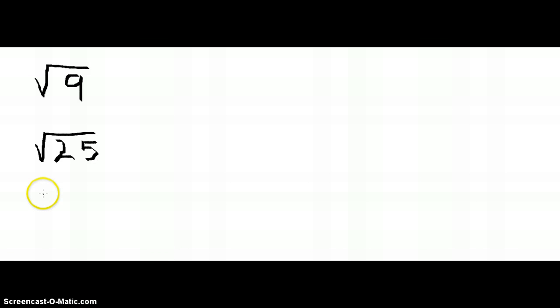Okay, we've already talked about some of these problems in the previous day's lessons, but let's do a quick review. If we have the square root of 9, that is going to equal 3. And how we got 3 is because 3 times 3 equals 9. Another way you could say that is 3 squared equals 9.